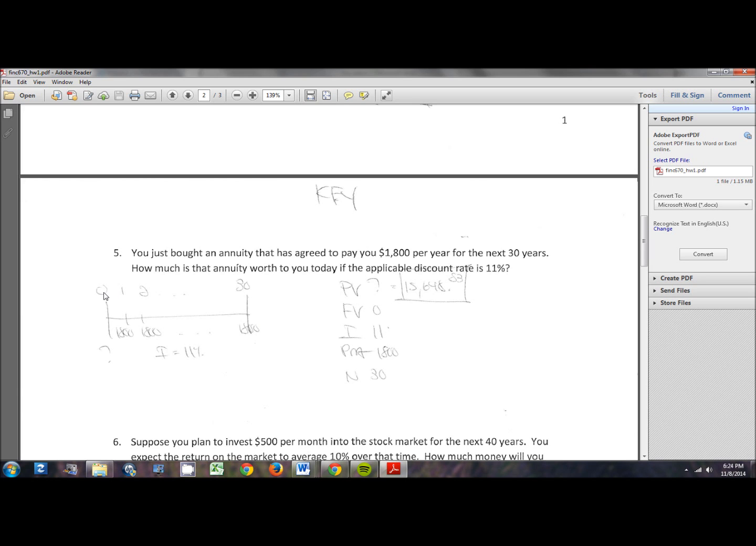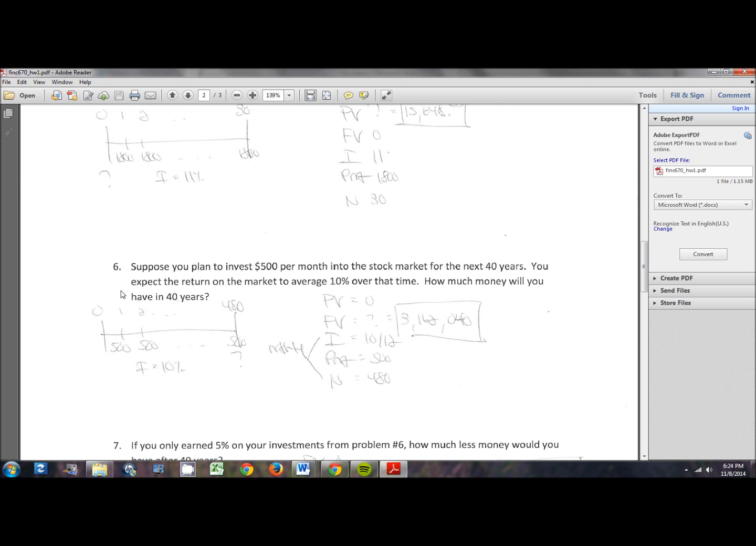And then finally, number 6 is a problem where we're handling different frequencies. So suppose you plan to invest $500 a month into the stock market for the next 40 years. You expect the return on the market to average 10% over that time. How much money will you have in 40 years?